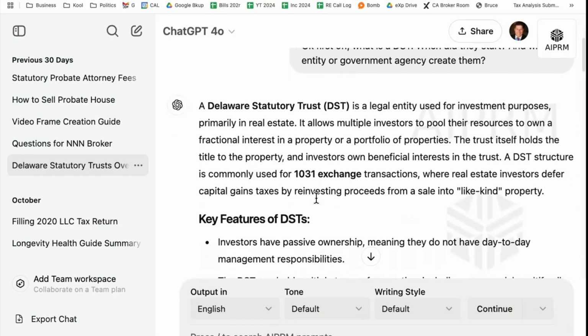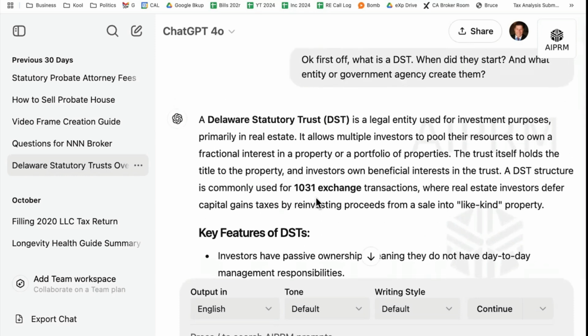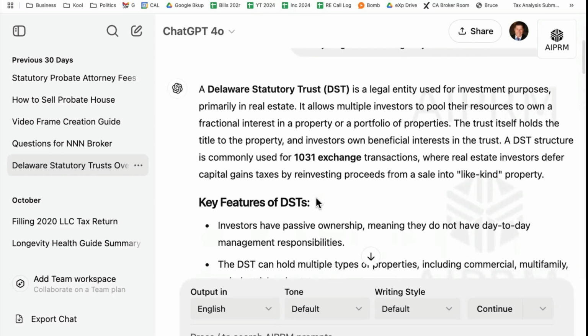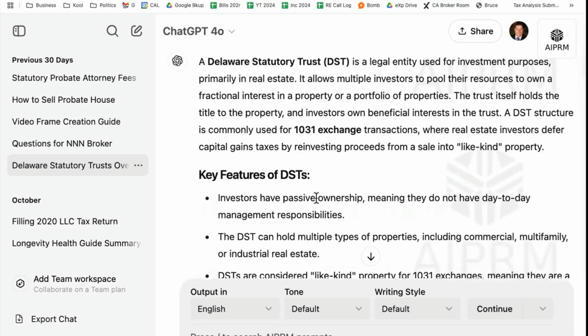Okay, we're at ChatGPT. What is a DST? When did they start? And who created them? A DST is a legal entity used for investment purposes, primarily real estate. It allows multiple investors to pool their resources to own a fractional interest in a property or portfolio of properties. The trust holds the title. The investors own beneficial interests in the trust. A DST is commonly used for 1031 exchanges, which is great.